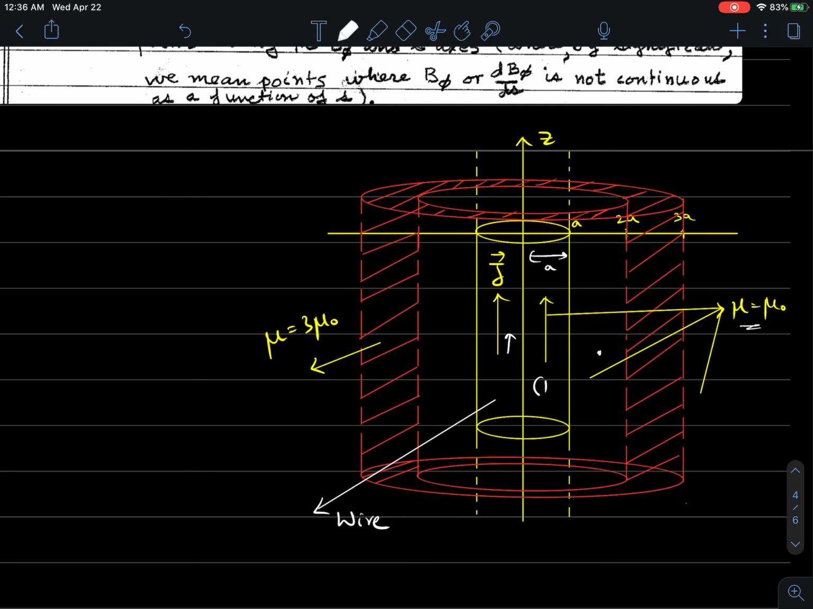So let's say this is region 1, this is region 2, this is region 3, and this is region 4. Regions 1, 2 and 4 have magnetic permeability mu equal to mu naught, but region 3 has magnetic permeability mu equal to 3 mu naught.